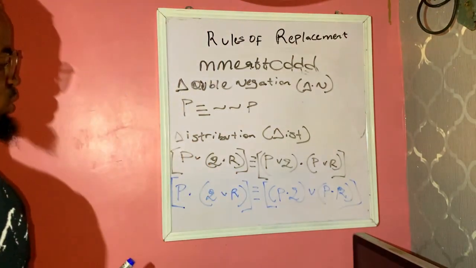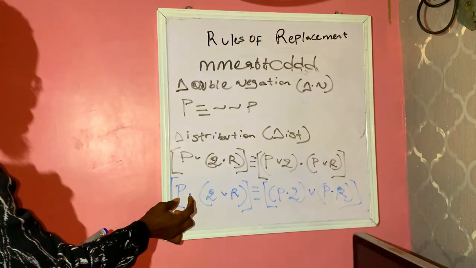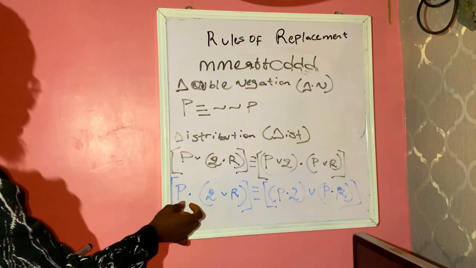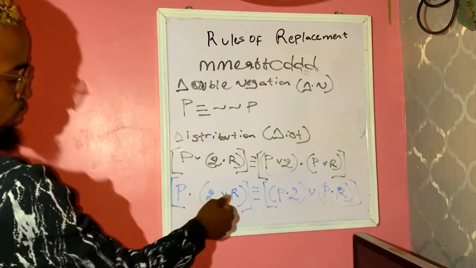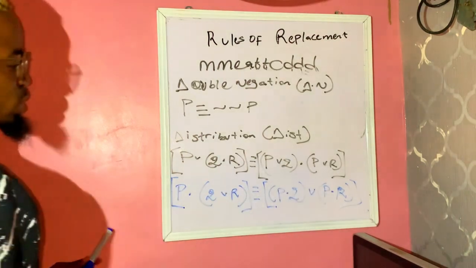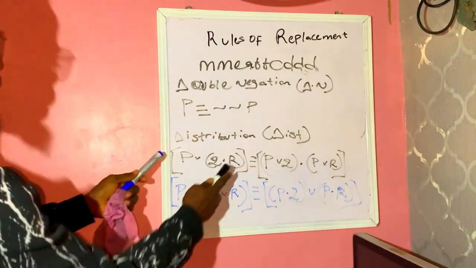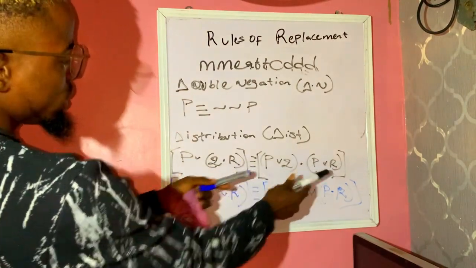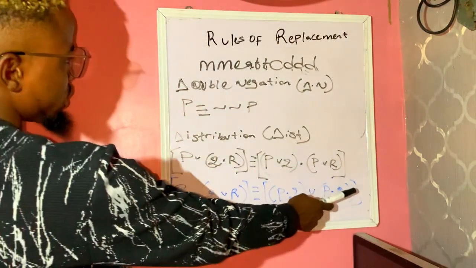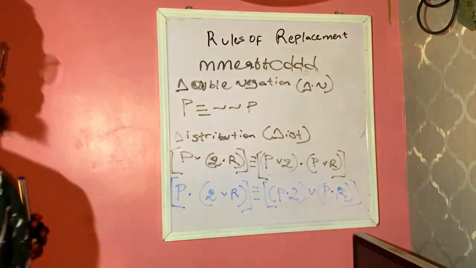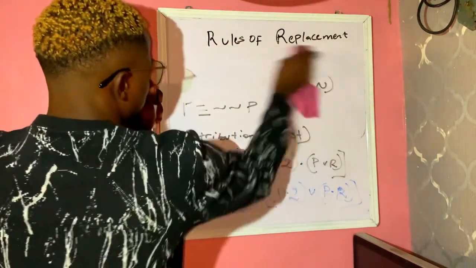So the same thing occurs in this place too. We are just distributing this P and for the two of them. So that's P and Q or P and R. So what the rule of distribution is saying is that if you have this particular one, you can replace it with this, and if you have this, you can also replace it with this. So the last one now.